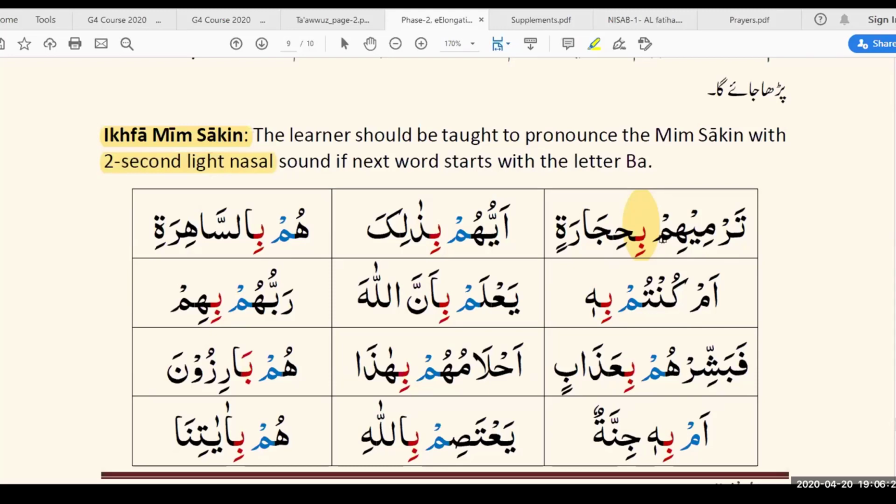So for example, ترميهم بحجارة. As you can hear, this meme has been prolonged for 2 seconds with a light ghunna, a nasal sound. I did that because this meme sakin was followed by a ba. This rule is called Ikhfa meme sakin. It's the 2 seconds nasal sound of the meme because it is followed by the ba.